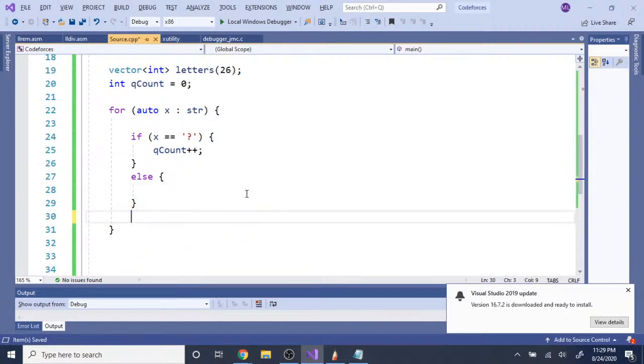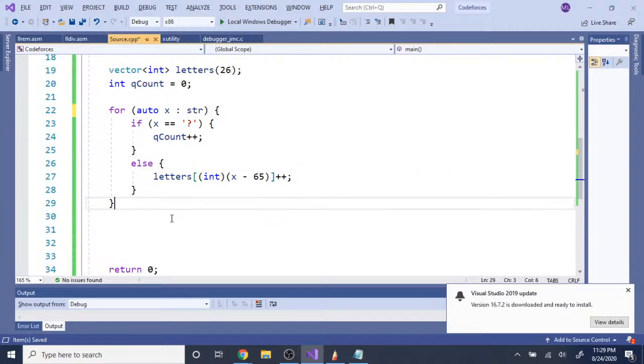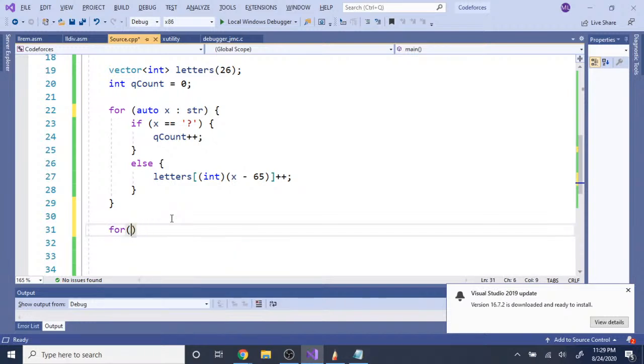And otherwise, we're just going to count the number of occurrences of that. Okay, so now once we have the number of question marks, we need to count the number of spaces in our array that are zeros. So we have to go through our occurrences of letters and count the number of spaces in our array of occurrences of letters. So let's go through that.